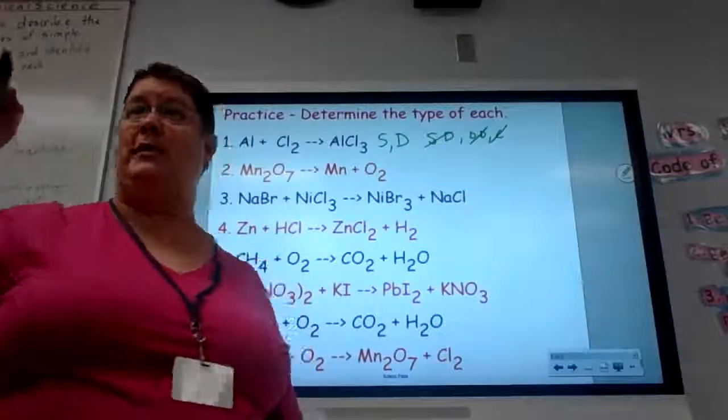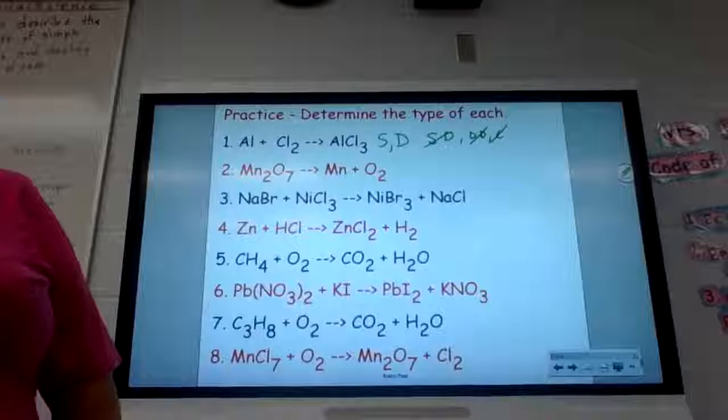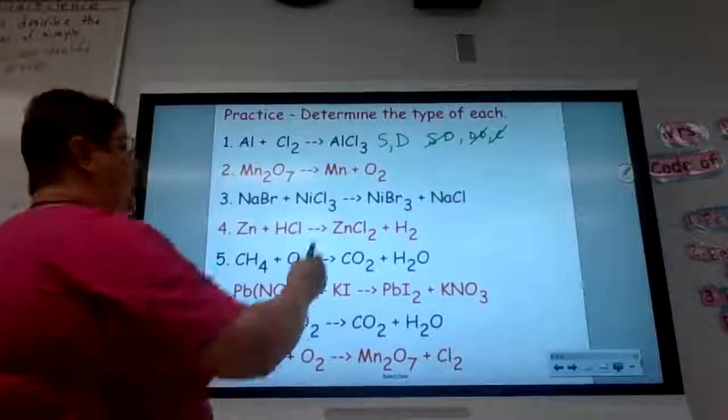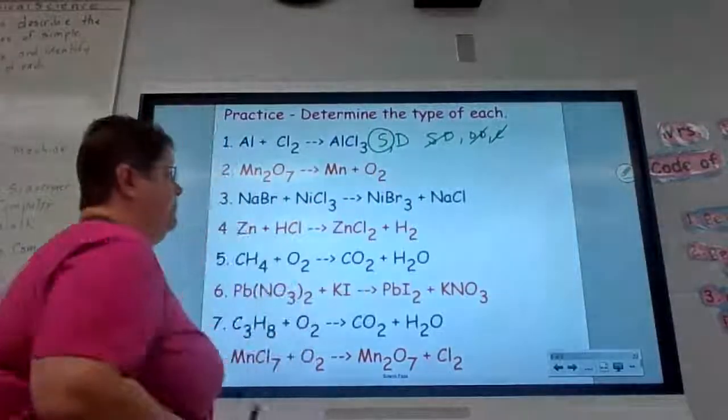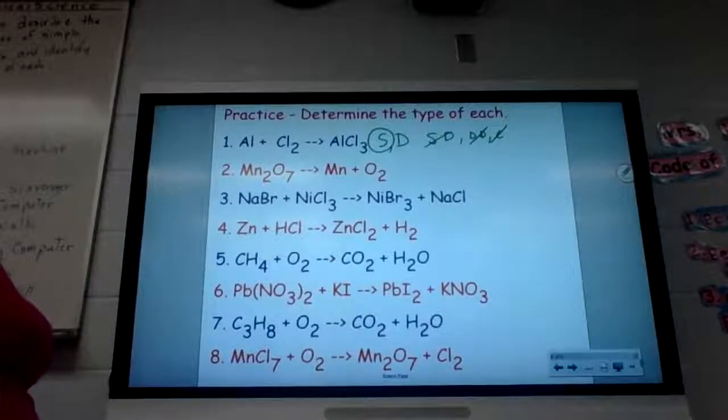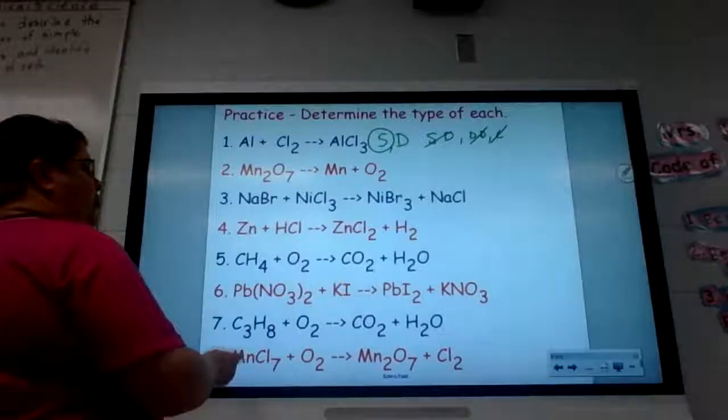Synthesis. Are we forming something or are we breaking apart? We're forming. We have 1 compound on the right-hand side. There's no plus sign, so we're synthesis. All right, jump down to number 3. How many plus signs are we? 2. I said jump down to number 3.